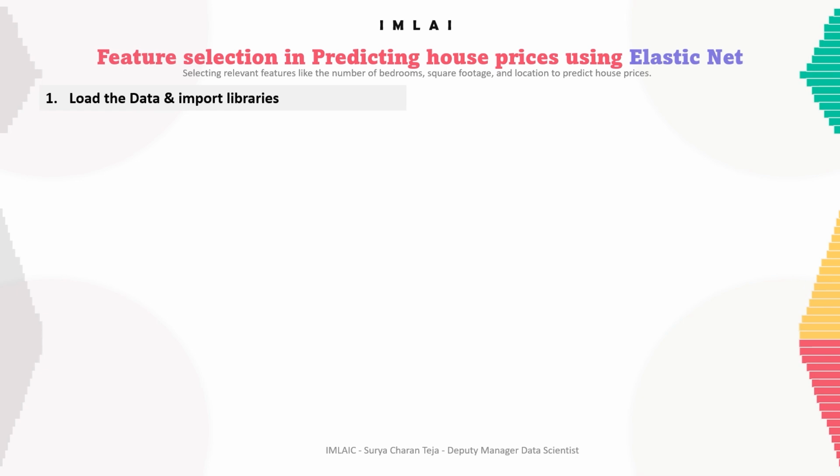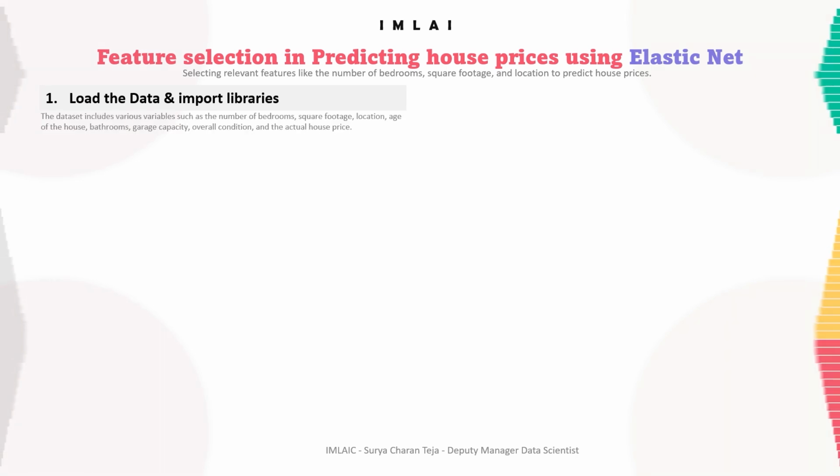Step one, load the data and import libraries. As usual, the dataset includes various variables such as the number of bedrooms, square footage, location, age of the house, bathrooms, garage capacity, overall condition, and actual house price. I'm just quickly running through it.